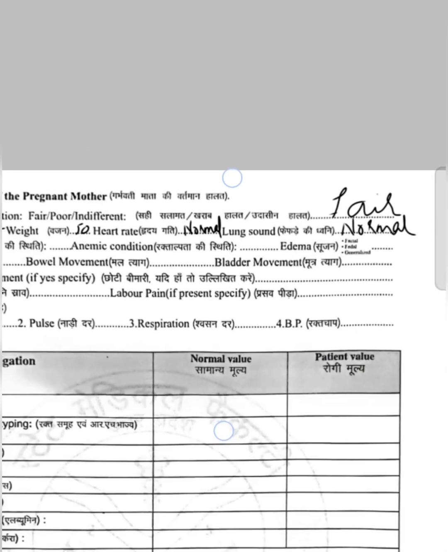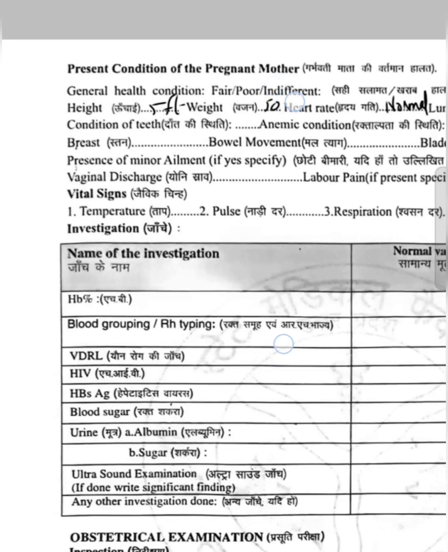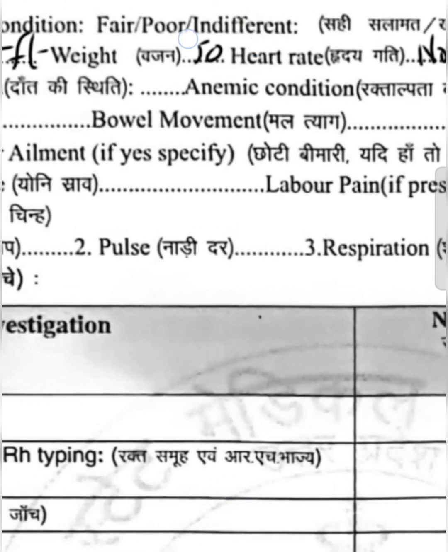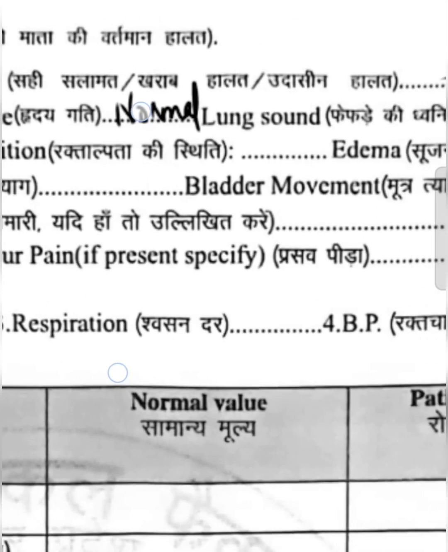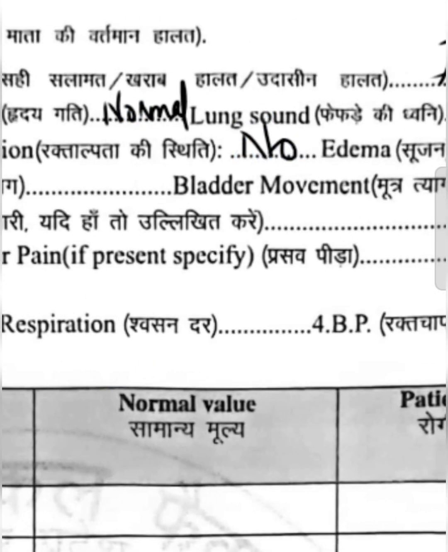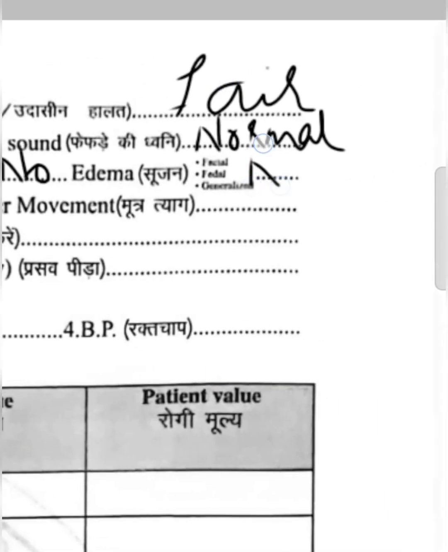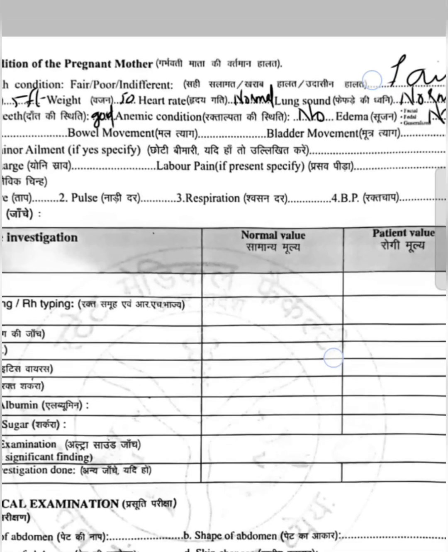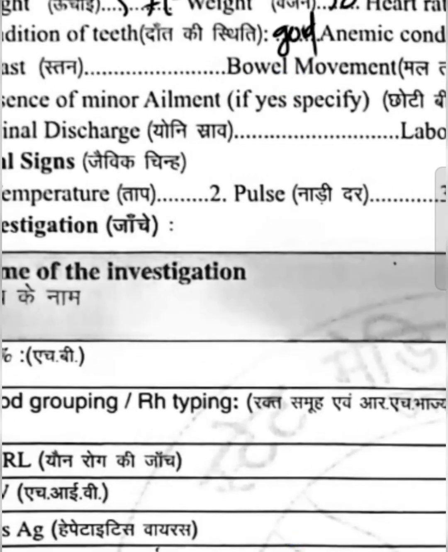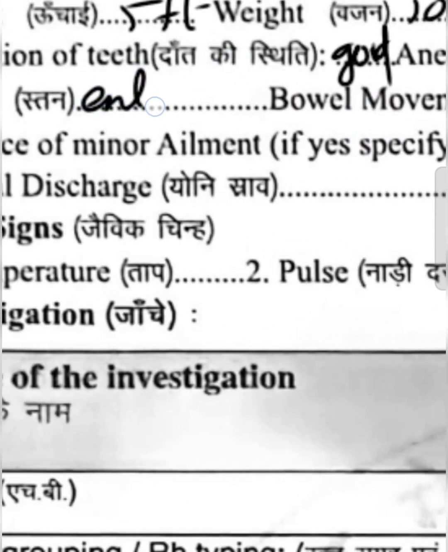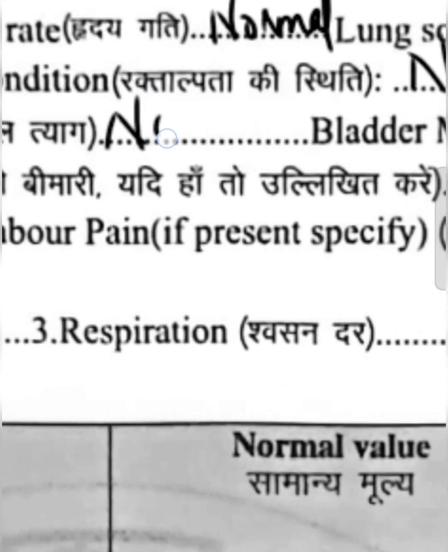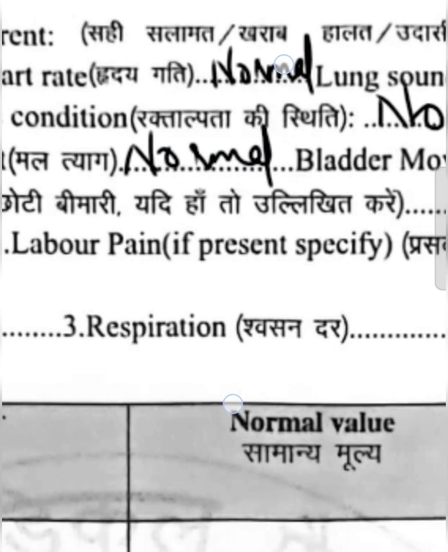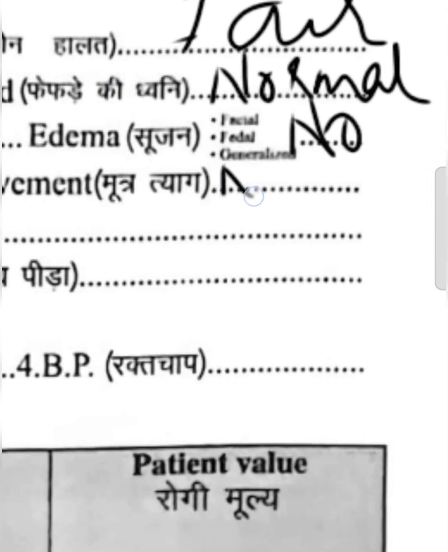The condition of the teeth, next is condition of teeth, that is also normal, or her condition is good. You can write it good here. Anemic condition, no, nothing significant, nil. Or edema, no any edematous conditions are there, so that's why I am writing no. Breasts are enlarged, or we can write enlarged. Next, bowel movements, normal. No any other abnormalities are here, so that's why I am writing normal. Bladder movements are also normal.